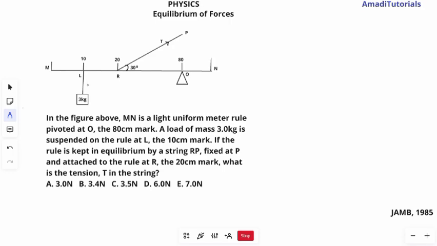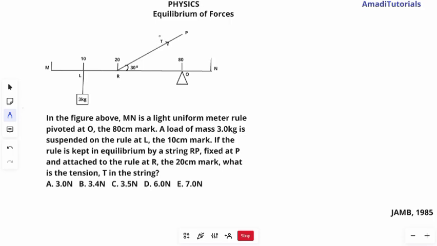So this is the diagram we've been presented. They said this rule is in equilibrium, and this is a string attached to it to also further keep it in equilibrium, and this is a mass attached to it as well. Then we are to find the tension T. Tension is a force.